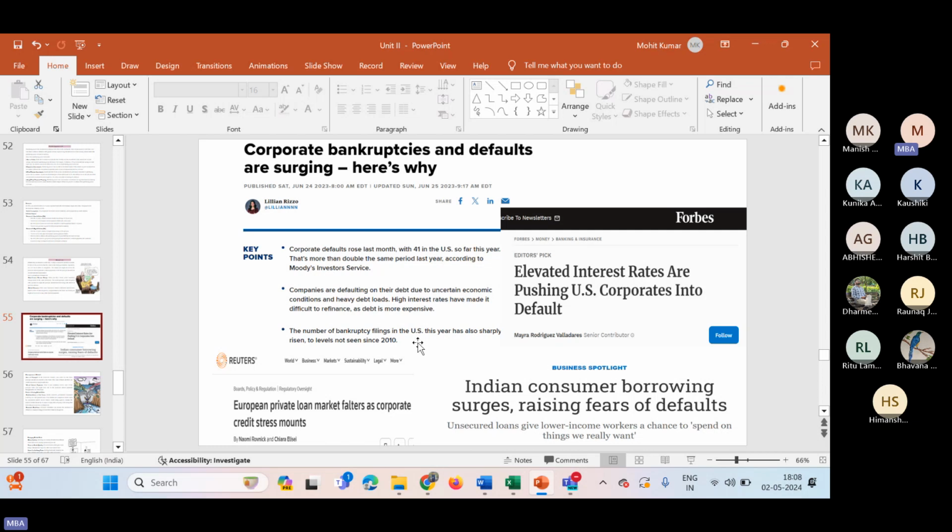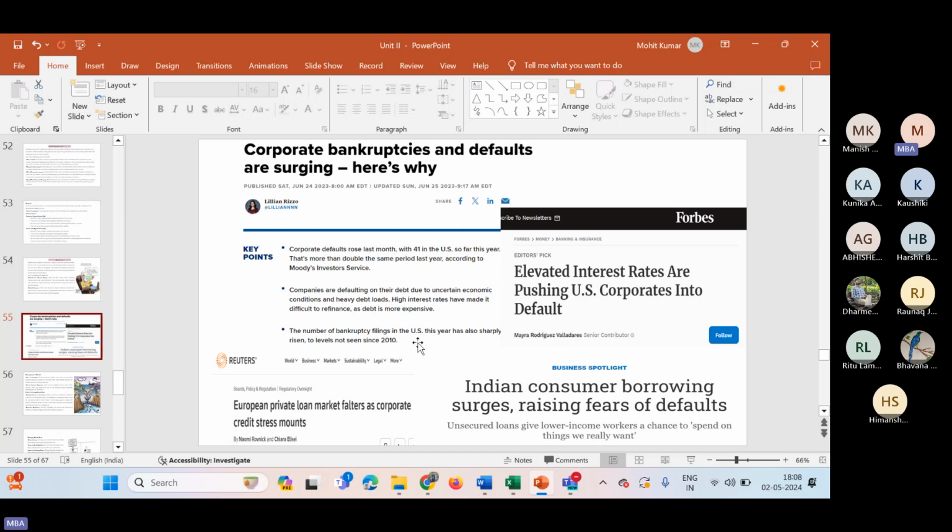Now you can imagine the situation. 2010 was when the US was recovering from the global financial crisis of 2008, and the situation is more difficult now. They are providing certain help to Ukraine also in the war and all. They are raising a lot of loans, and it is becoming difficult for them. It's not the condition of the US only.